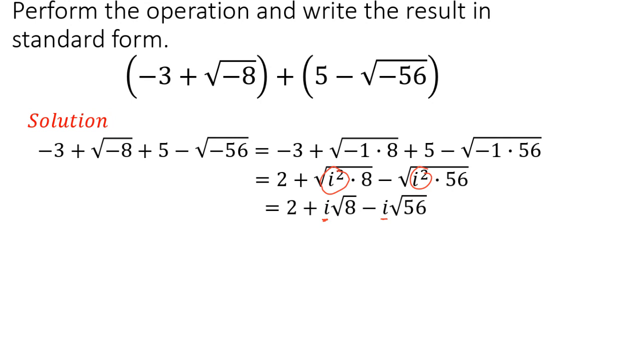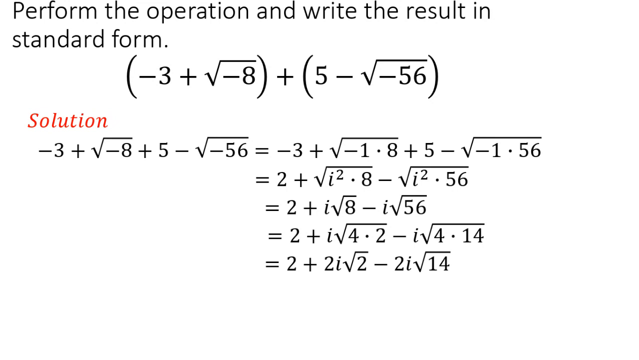Okay, now we have to worry about the square roots. The square roots have to be simplified. So for 8, I wrote 4 times 2. Notice that 4 is a perfect square and 2 is not. And then 56, I wrote 4 times 14. And so the reason we do that is the 4 can now come out as a 2. So the square root of 4 comes out as a 2, and I already have the i. And then the square root of 4 comes out as a 2, and I already have the i here as well. The 14 and the 2 in the square root cannot come out anymore because they're not perfect squares.